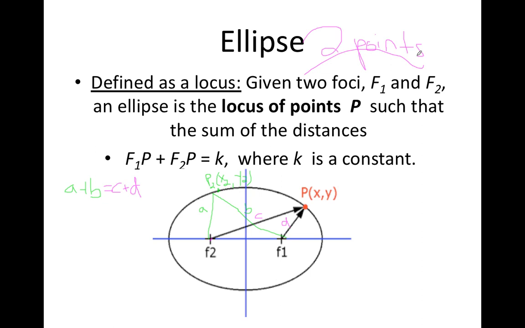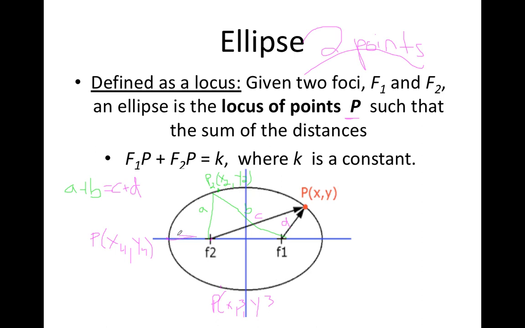An ellipse is the locus of points P, okay? Usually you name the locus of points. Any P we have on here. This is a P down here, and this could be X3, Y3. And over here, this is another P, X4, Y4, such that the sum of the distances add up to a common constant, okay?